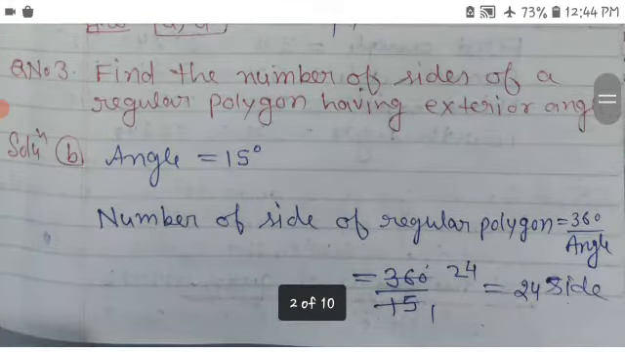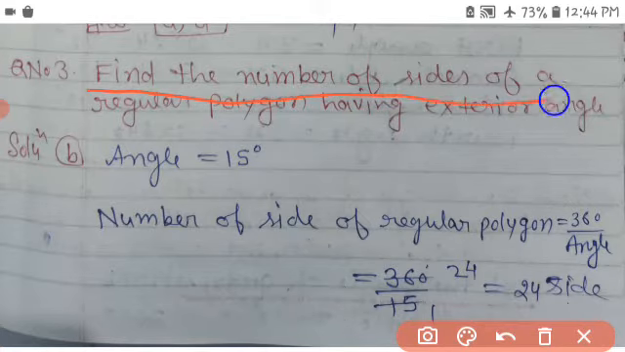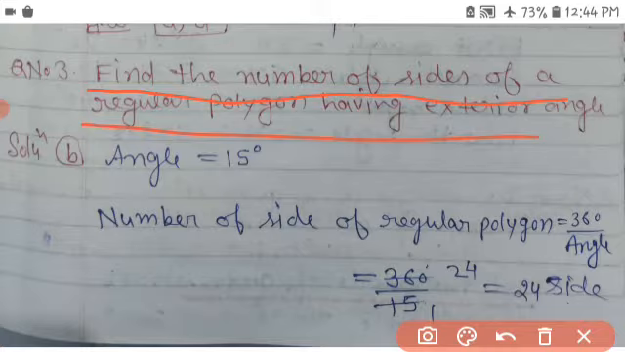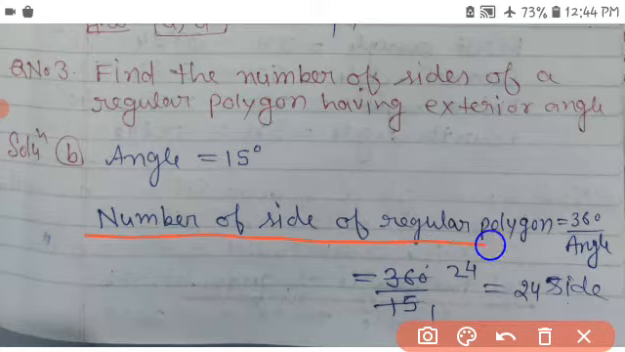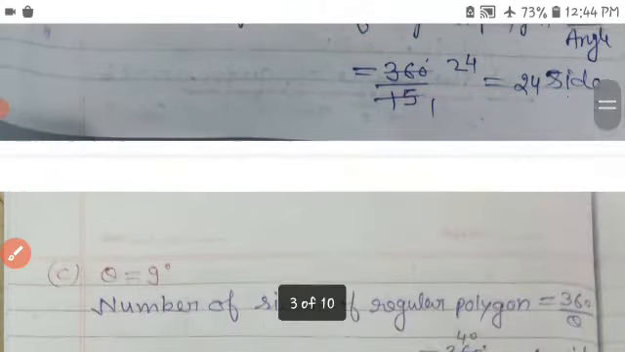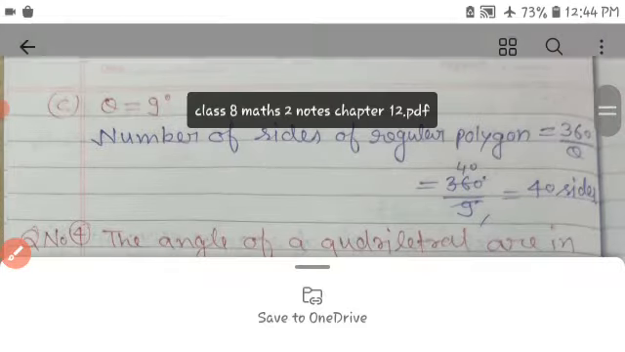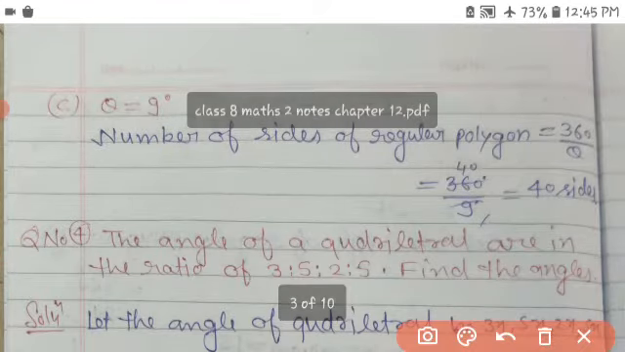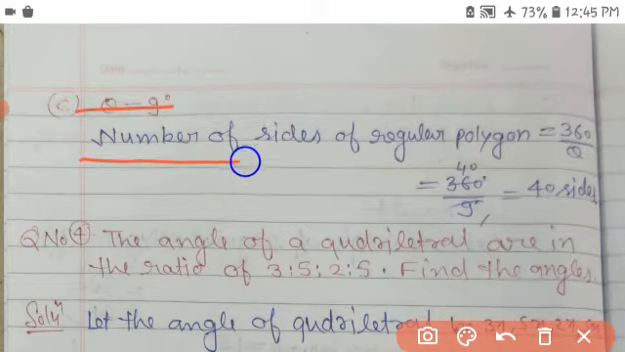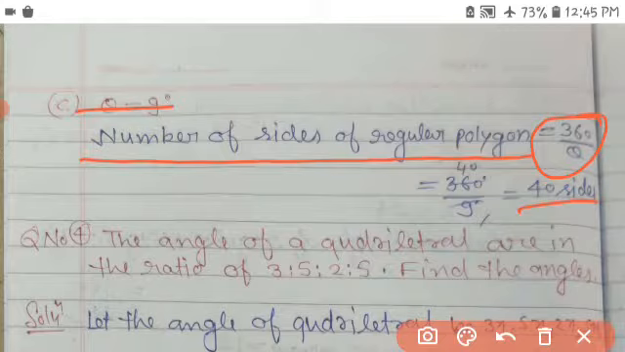Question number 3. Find the number of sides of a regular polygon having the following exterior angle. Number of sides of a regular polygon is equal to 360 upon the angle. Now 360 upon 15 is equal to 24 sides. Theta is equal to 9 degrees. Now the number of sides of a regular polygon is 360 upon theta. 360 upon 9 is equal to 40 sides.